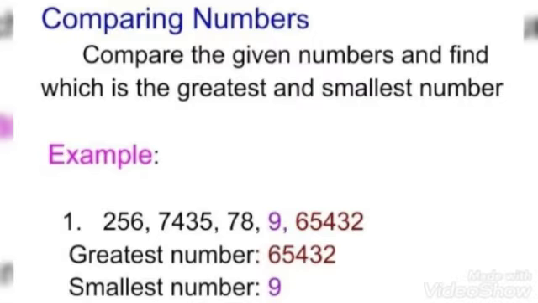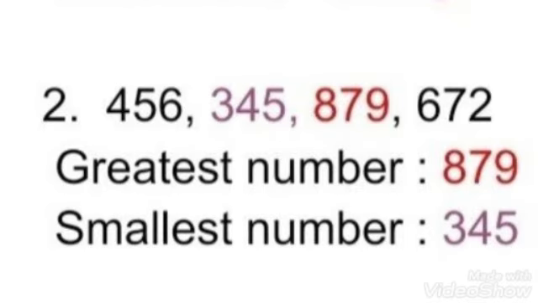If the numbers of digits are the same, you have to go for the first digit of all the numbers. So in this example, you see, I have taken all numbers with the same number of digits. You first have to see the first digits of all the numbers. So the greatest number is 879 and the smallest number is 345. So if the digits are the same in count, you have to go for the first digits, and see which is greater and which is smaller. Okay, clear?